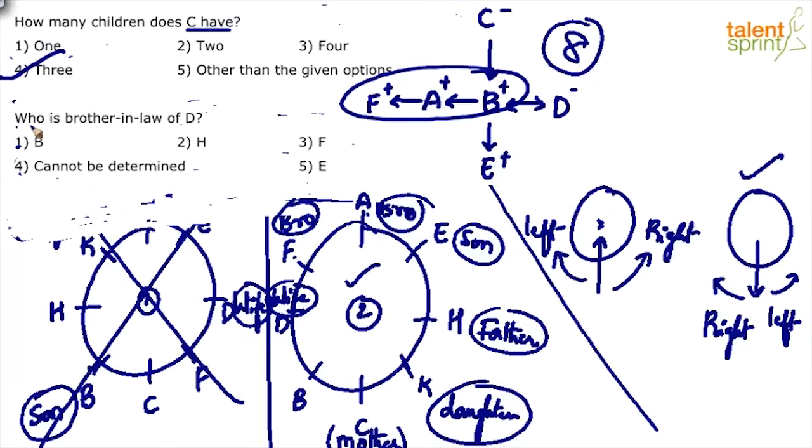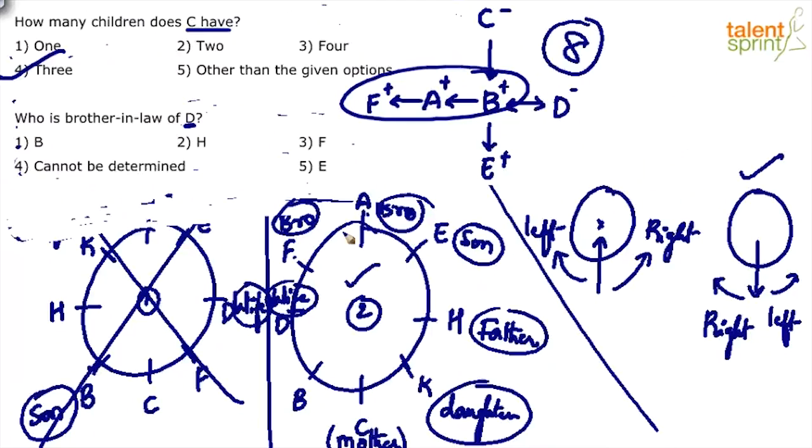Who is the brother-in-law of D? Understand again, who is D? D is B's wife. So for your wife, who is the brother-in-law? Your husband's brother is your brother-in-law. So from D's point of view, who will be the brother-in-law? D's husband's brother. Now D's husband is B and husband's brothers are A and F. So actually both A and F are brothers-in-law, right?